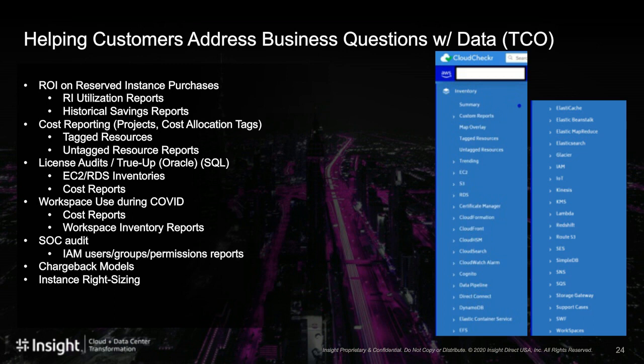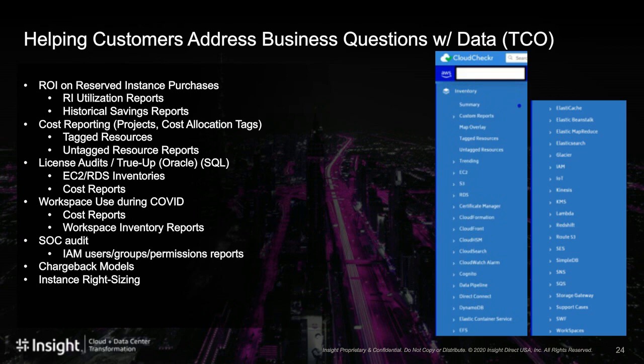We look at helping them to do tagging of their resources, tagging and untagging resources. Frequently that's used for reporting on things like project-based reporting, where you tag all the associated resources for a given cost allocation center or for a project. We've helped our customers where they've come to us and said, can you tell us every server that's running Windows, SQL, or Oracle?